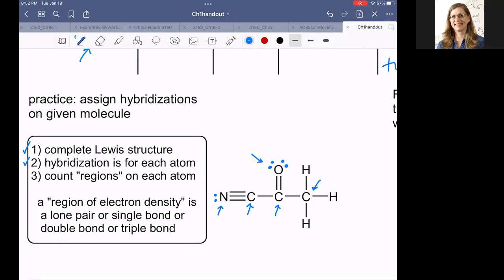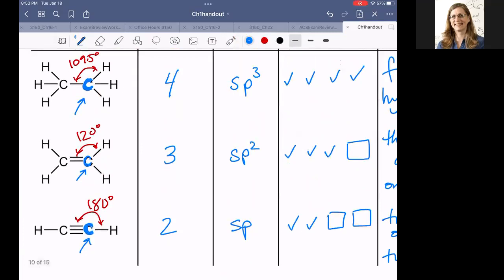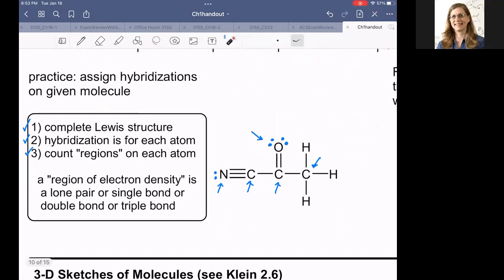So hybridization is for a given atom. Hydrogen atoms can't undergo hybridization because a hydrogen atom only has one atomic orbital, the 1s orbital. So there's no mixing that can happen. There's nothing to hybridize. So every hydrogen is always just an s orbital, but all the other atoms can undergo hybridization. So all we need to do for each of these is count the regions on each atom to decide which category it fits in. Okay, and what does a region mean? A region of electron density might be a lone pair, a single bond, a double bond, or a triple bond. So how many groups of electrons are spaced around this atom?